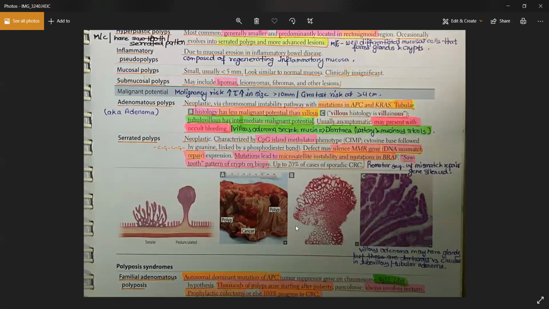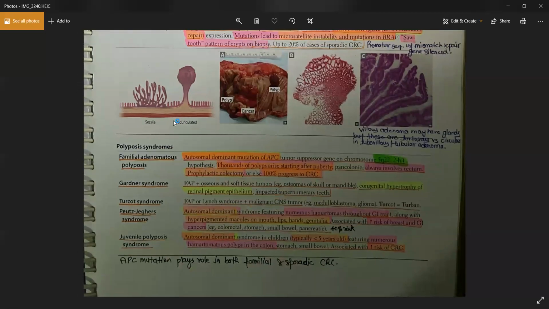It could contain many glands, which means the tubulous histology of the adenomatous polyp. It could contain the villi. Okay, it could contain the tubovillous histology, right? For serrated polyps, you will have the serrations or the sawtooth-like patterns within the crypts that you can easily see. Now the polyposis syndromes, we have discussed the PJ syndrome and the juvenile polyposis syndrome. Now for the adenomatous polyps, you need to know about the three syndromes.